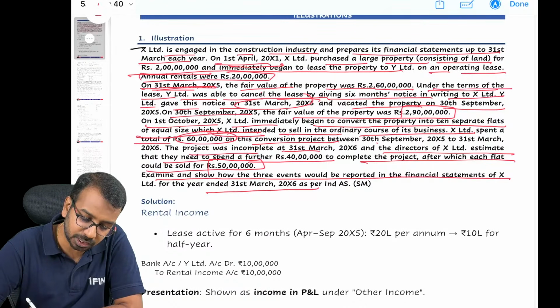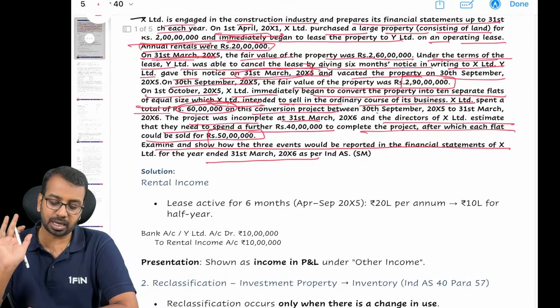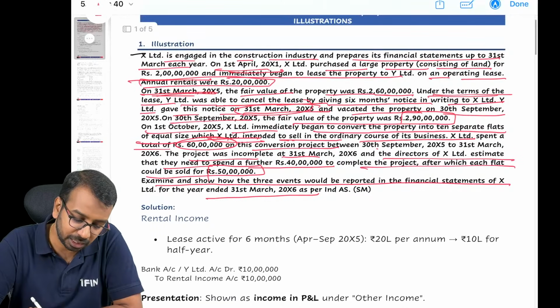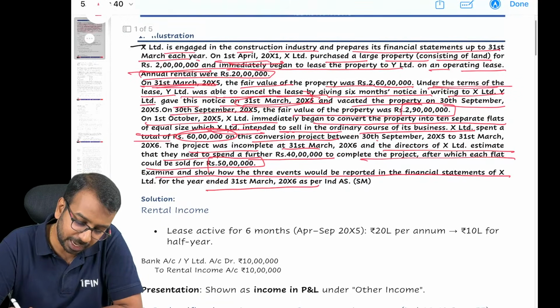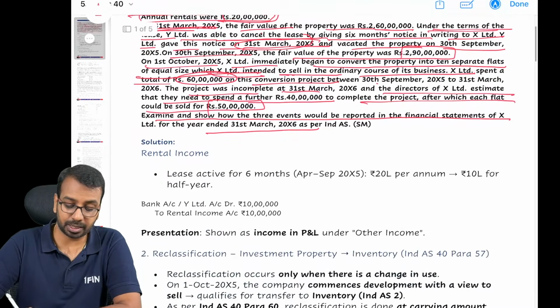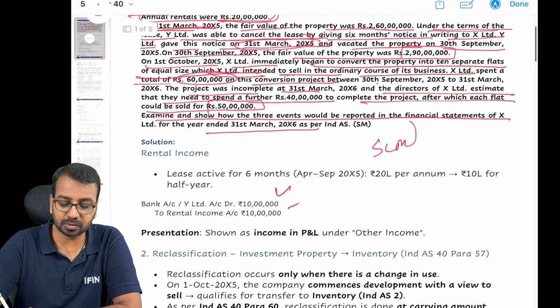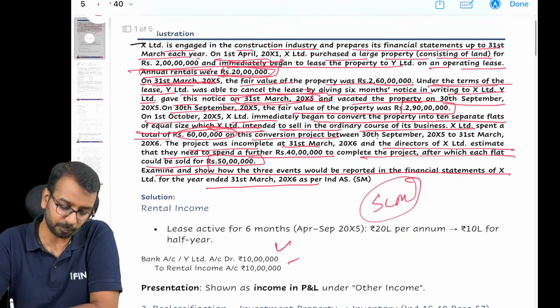Okay. Under the terms, they were able to cancel. Notice was given on 31st March. So 6 months rent we have received. How much is the rental? Rental is given at 20 lakhs per annum. So for 6 months, the rent will be 10 lakhs. On SLM basis for operating leases, we will recognize the income.